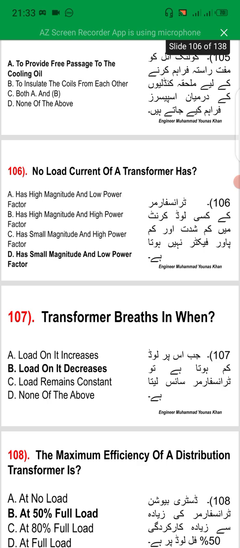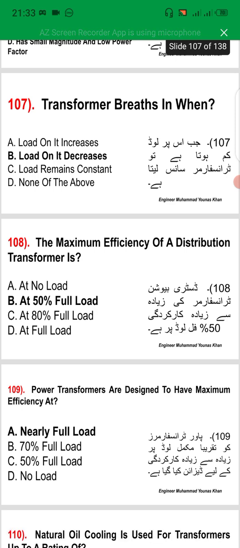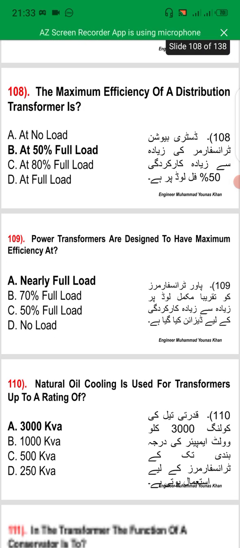Transformer breathes in when load on it decreases. The maximum efficiency of a distribution transformer is at 50% full load. Power transformers are designed to have maximum efficiency at near full load.